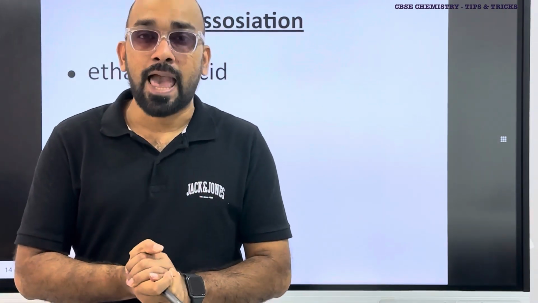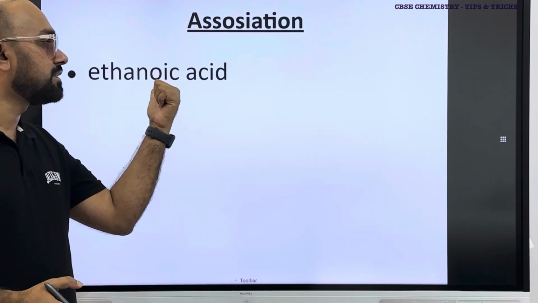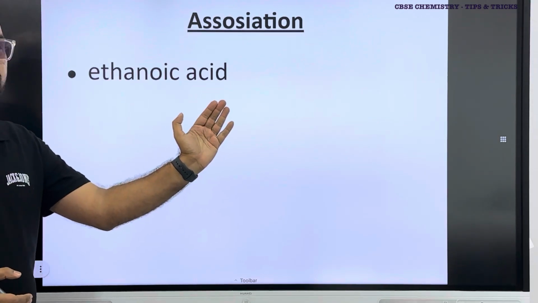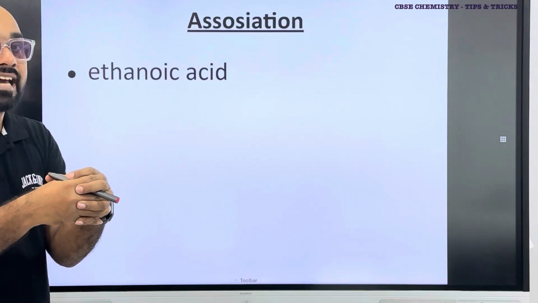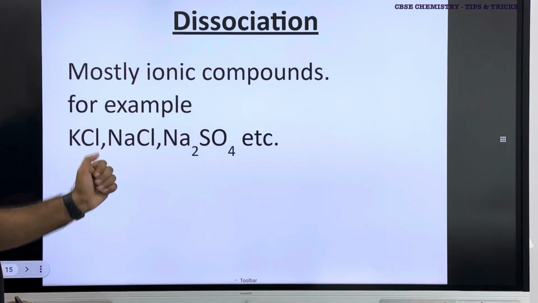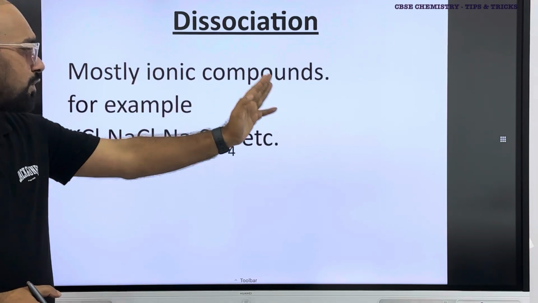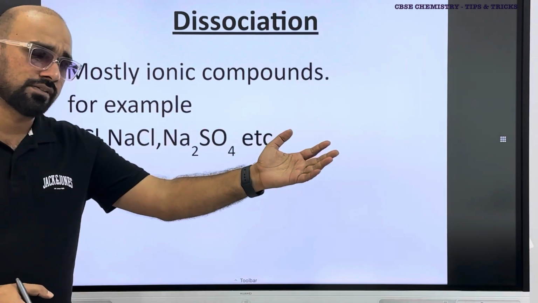In the section on abnormal molecular mass, we learned the term association, and we learned this example, right? Ethanoic acid: 2 ethanoic acid molecules stay together as a dimer. Association, right? Now regarding dissociation, it is mostly ionic compounds, for example NaCl, Na2SO4, KCl, whatever.